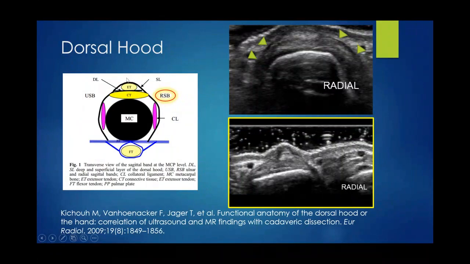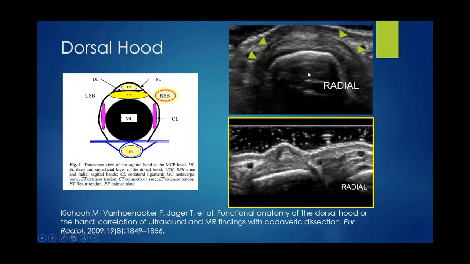Typically, the dorsal hood would be injured along this radial sagittal band, such as may be seen with a boxer's injury, where the flexed fist is struck against an object, thereby rupturing this radial sagittal band. This could then lead to instability of the extensor tendon, which would then migrate in an ulnar direction. So as the patient would flex their fingers, you would see the extensor tendon snap or migrate in an ulnar direction over the dorsum of the MCP joint, and this is often a painful process.